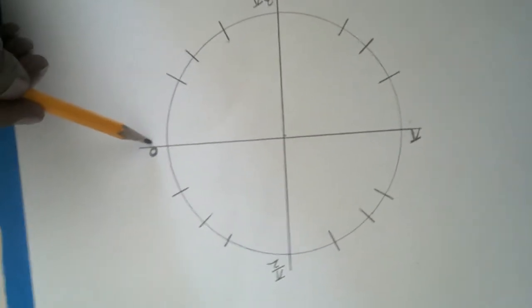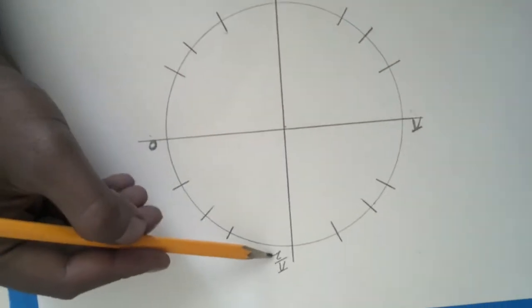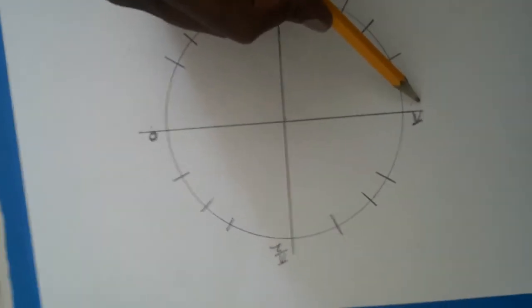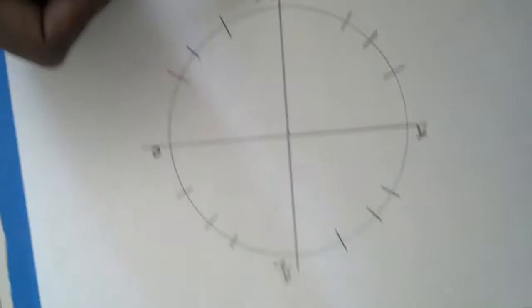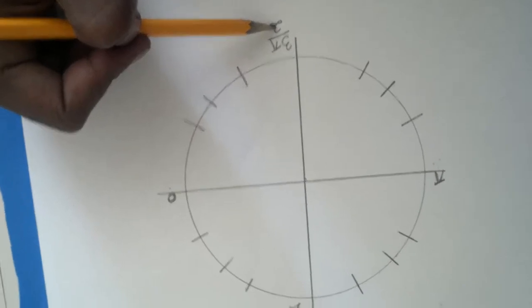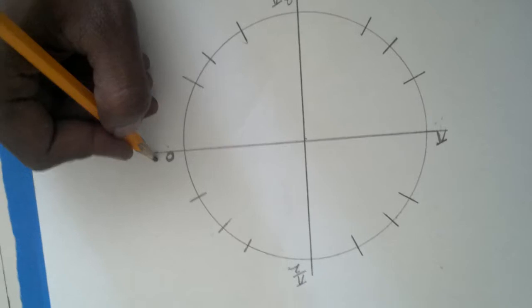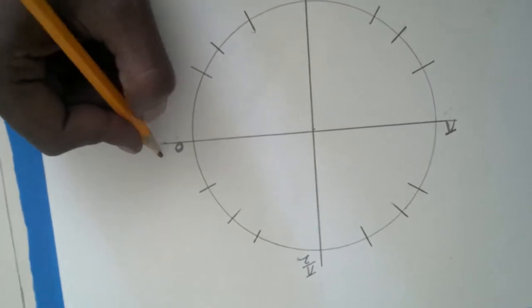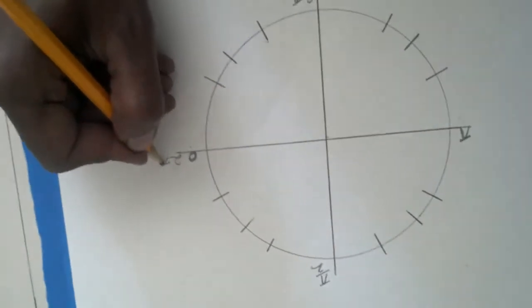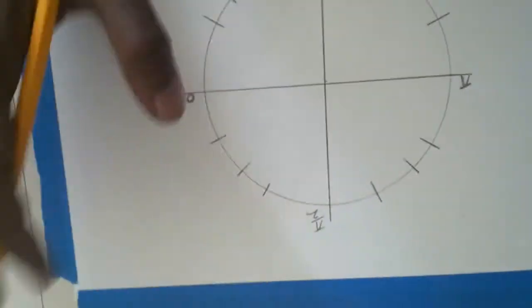You start with 0, then you have 1 pi divided by 2, you have 2 pi divided by 2, which is pi, and then you have 3 pi divided by 2, and coming back up, we have 4 pi divided by 2, which is 2 pi. Alright, here's the easy part.